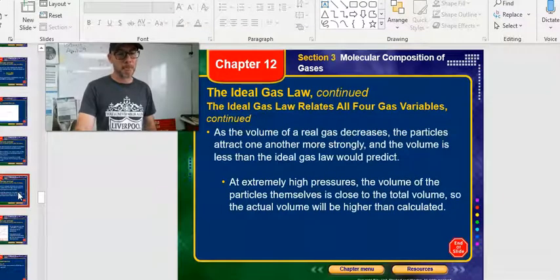As the volume of a real gas decreases, the particles attract one another more strongly because they're closer together, and the volume is less than the ideal gas law would predict. At extremely high pressures, the volume of the particles themselves is close to the total volume, so the actual volume will be higher than calculated.